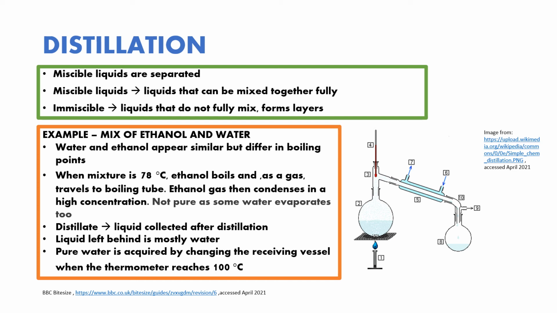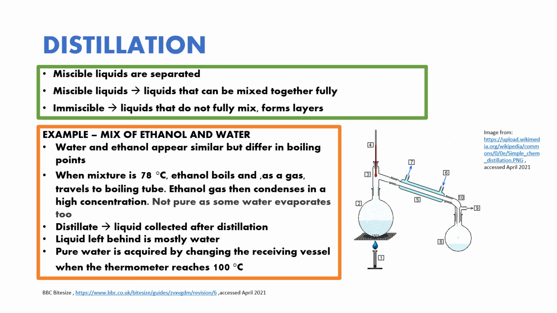The distillation example I'm going to talk about is water and ethanol. Water and ethanol look similar, but water boils at 100 degrees Celsius and ethanol boils at 78 degrees Celsius. When a mixture of water and ethanol reaches 78 degrees Celsius, it boils, and as a gas travels to the boiling tube, it then condenses into an ethanol which is high in concentration. It is not pure, as some water would have evaporated also.